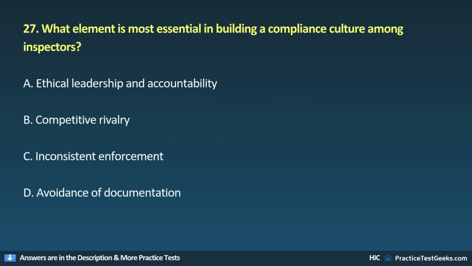27. What element is most essential in building a compliance culture among inspectors? A. Ethical leadership and accountability. B. Competitive rivalry. C. Inconsistent enforcement. D. Avoidance of documentation.